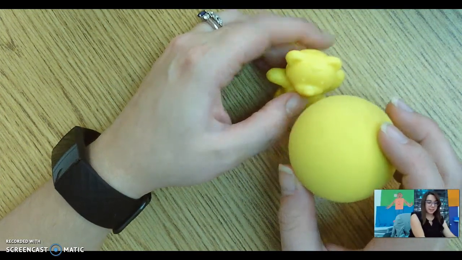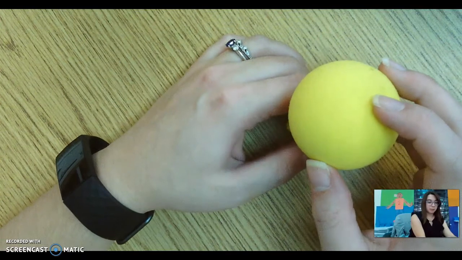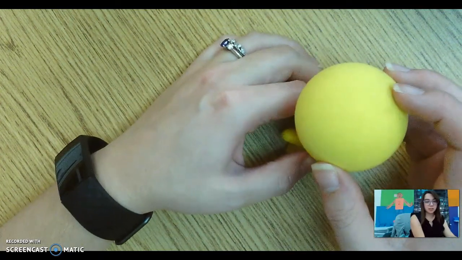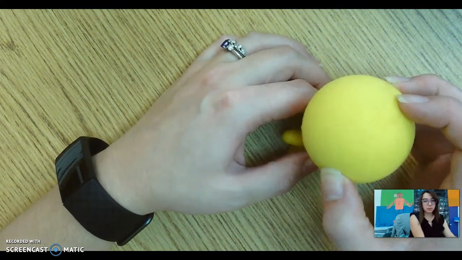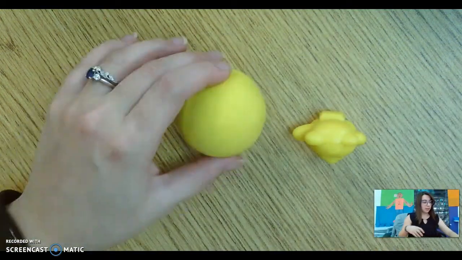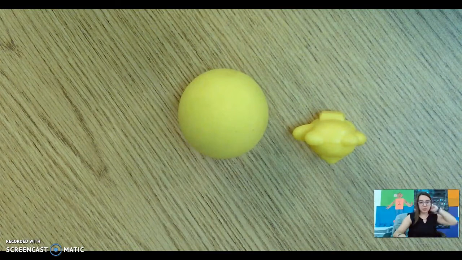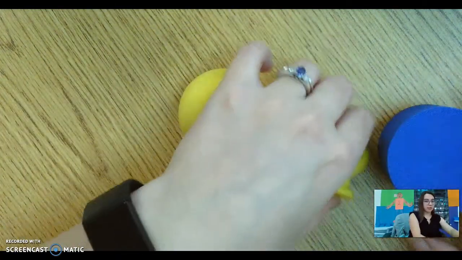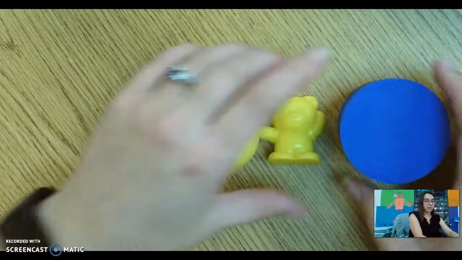Yeah. And now where's my bear? We already said under. Another word for under is below. Say, my bear is below the sphere. Good. All right. Now I have a sphere out and my cylinder. And then the bear is what?